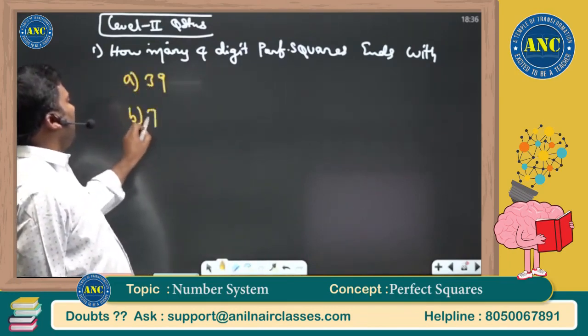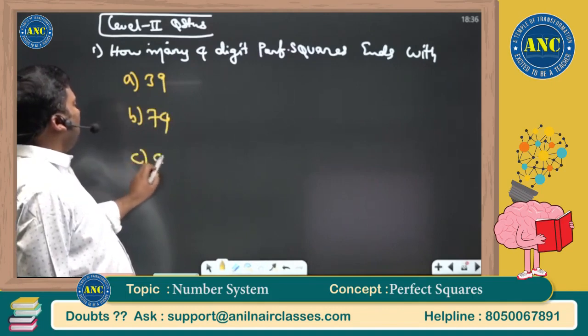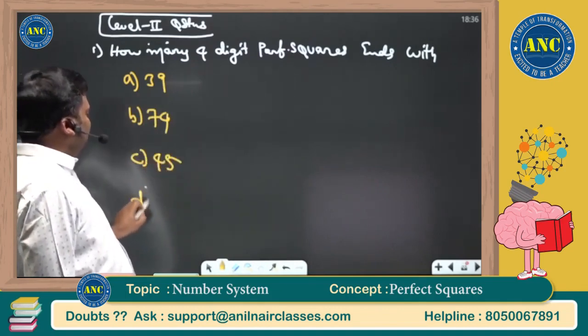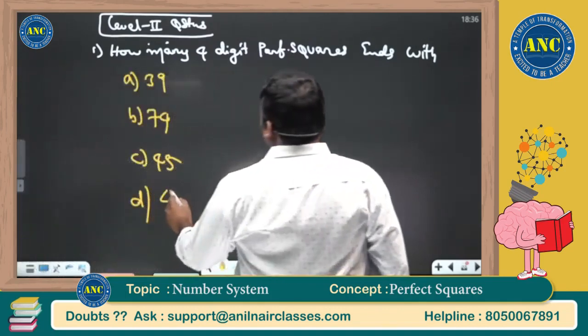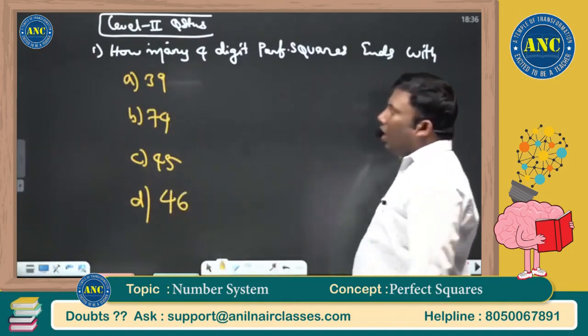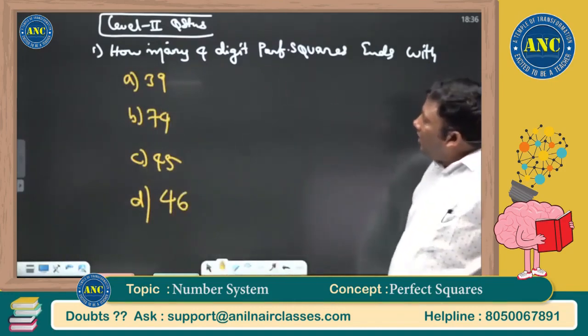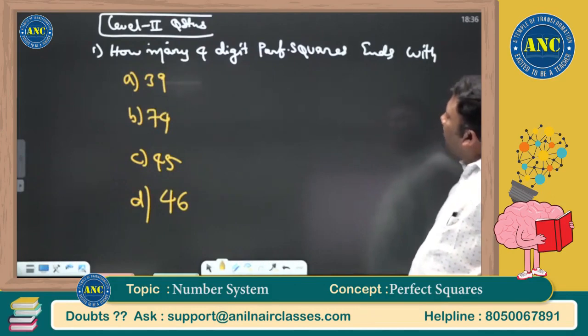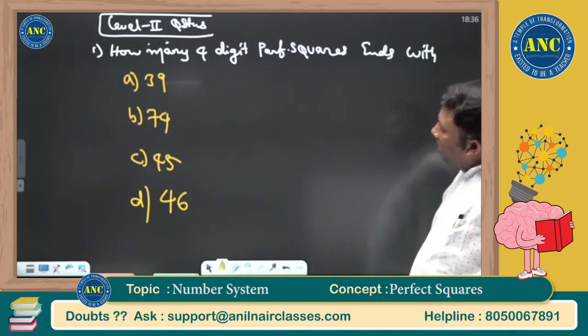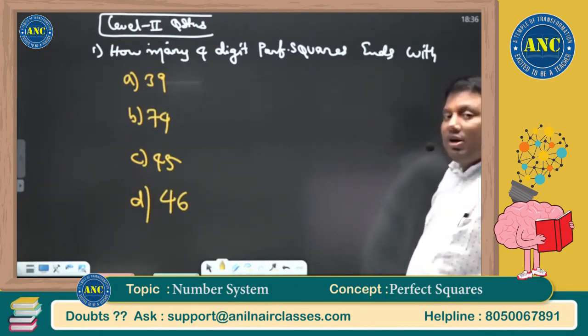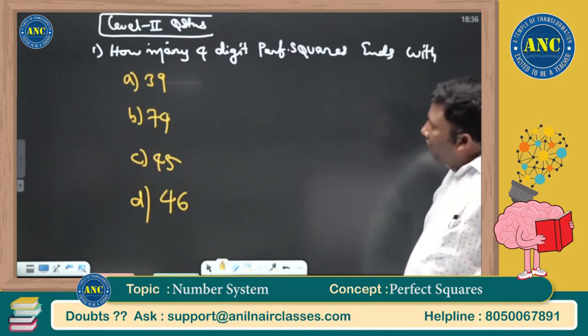39, 74, 45, 46. Question: How many 4-digit perfect squares end with 39, 74, 45, and 46?